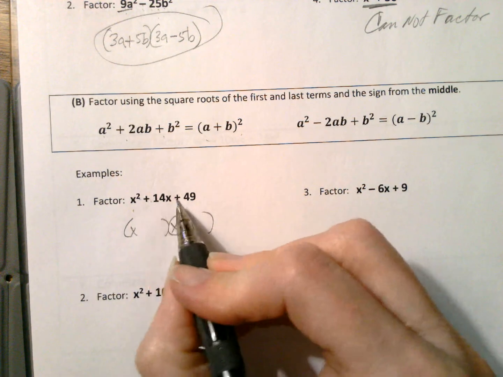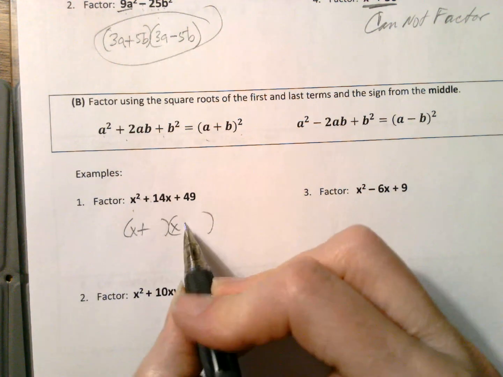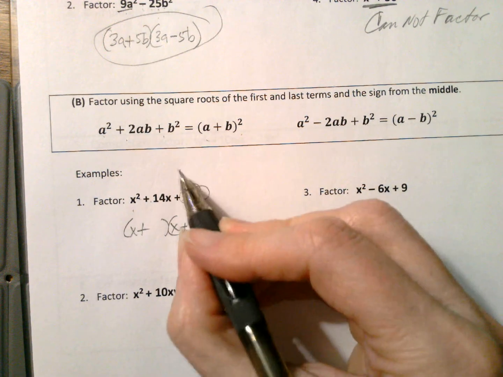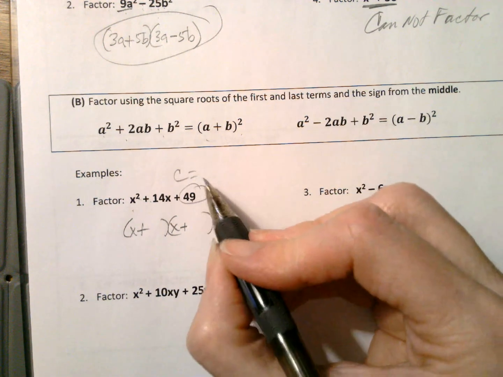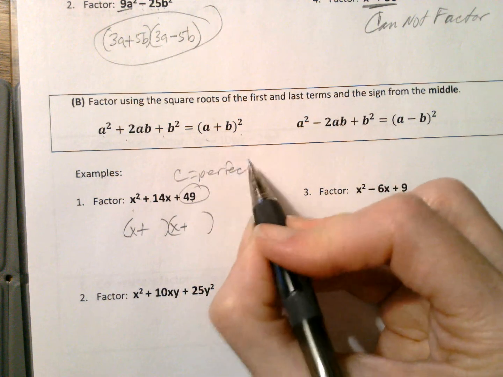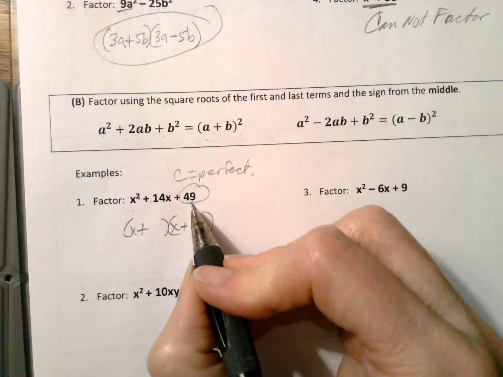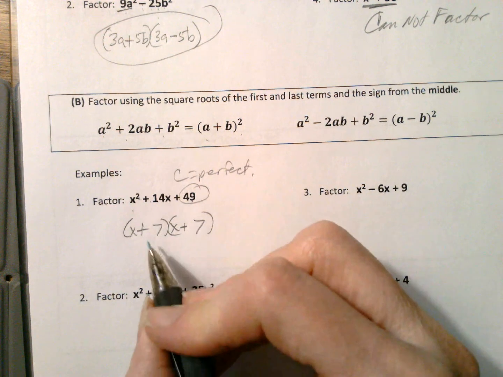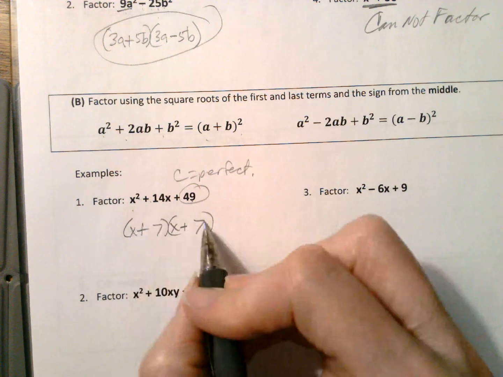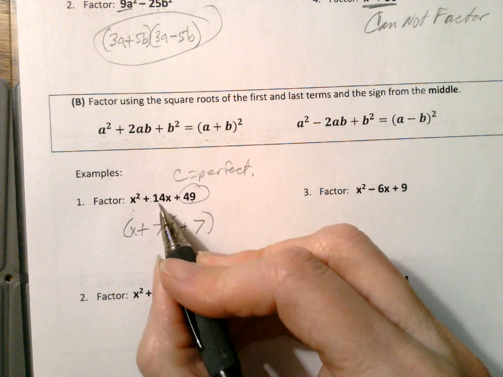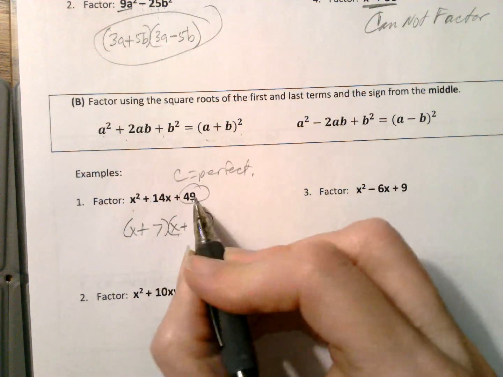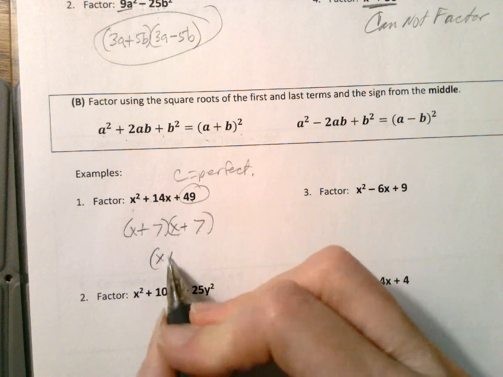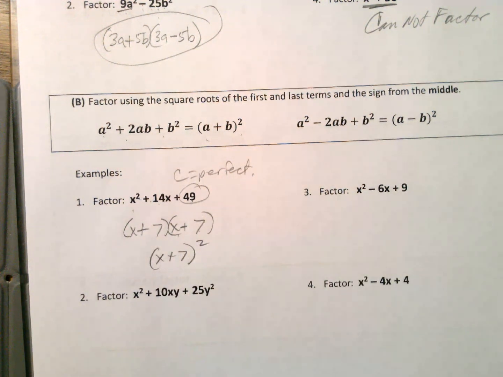X, X, my signs are plus and plus, therefore my answer is a plus and plus. And if C equals a perfect square, then one thing to guess would be the square root of that. So 7 and 7, which is going to give you the same thing. Think about it. 7x plus 7x is 14x. 7 times 7 is 49. Okay? So sometimes you'll see that answer as that.